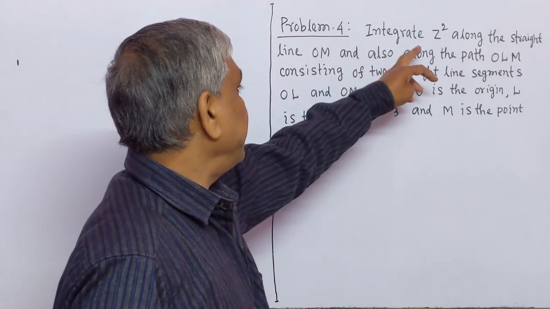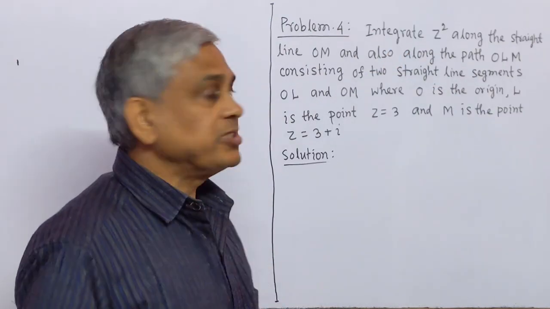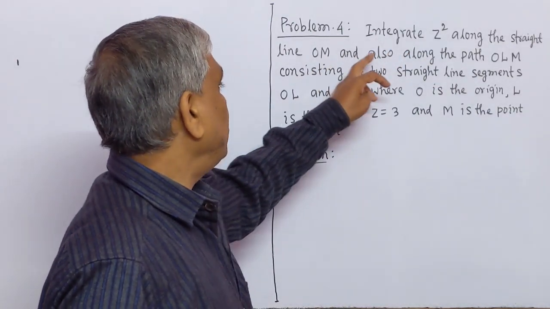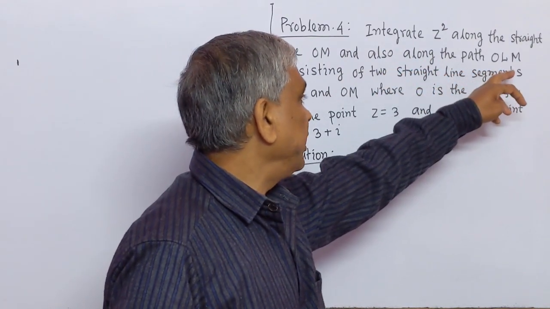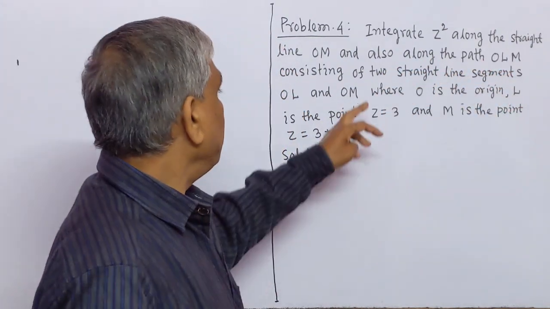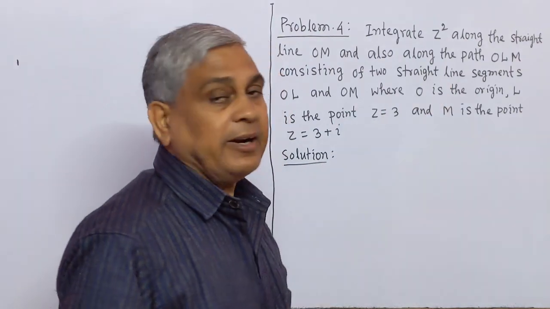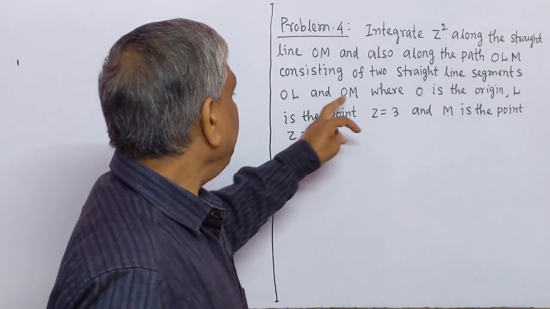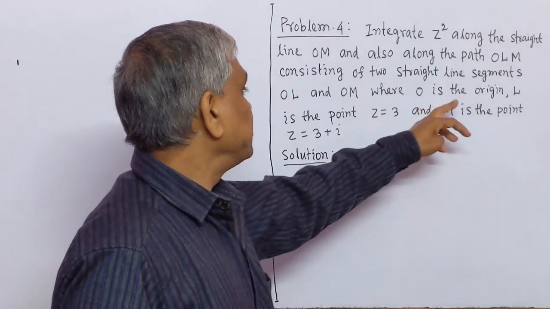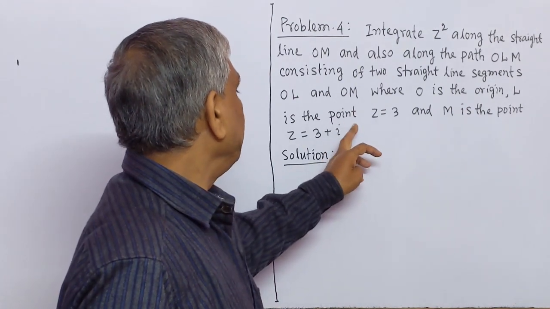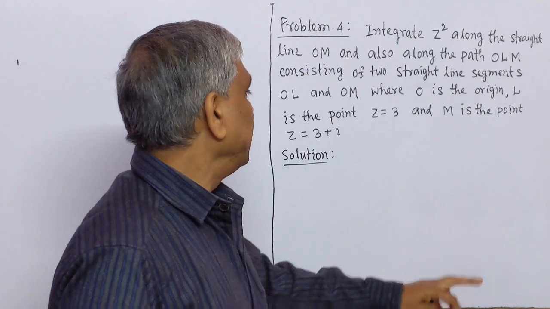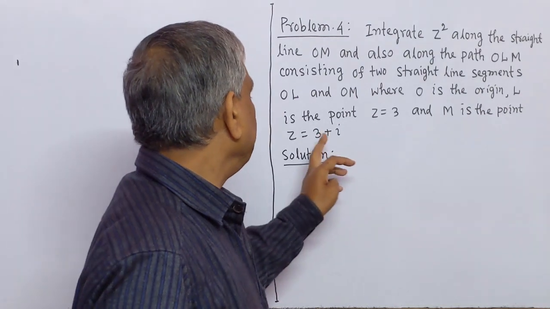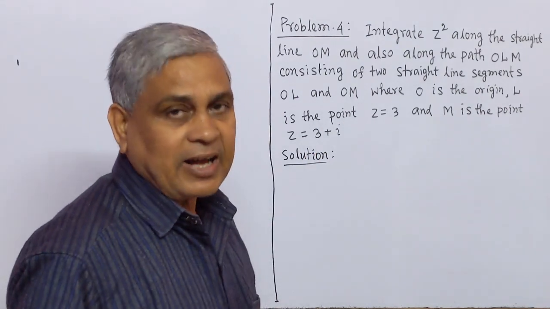Problem is, integrate Z square along the straight line OM and also along the path OLM consisting of two straight line segments OL and OM, where O is the origin, L is the point Z equal to 3 and M is the point Z equal to 3 plus I.